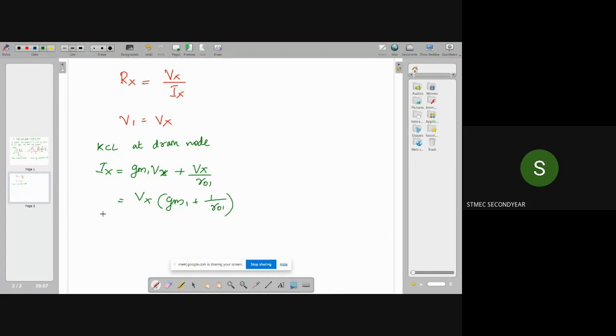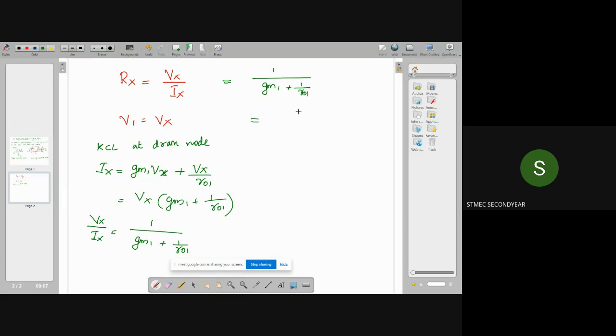Now what is this Rx? This Rx is equal to Vx divided by Ix. So from this equation, we can write Vx divided by Ix. I can take Ix to the RHS and this term to the LHS, so it will be 1 by GM1 plus 1 by R01. So my Rx is equal to 1 by GM1 plus 1 by R01.